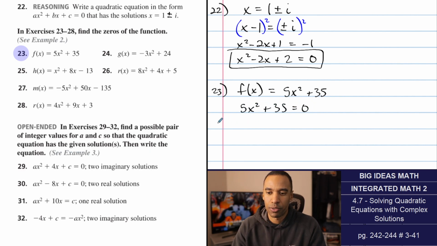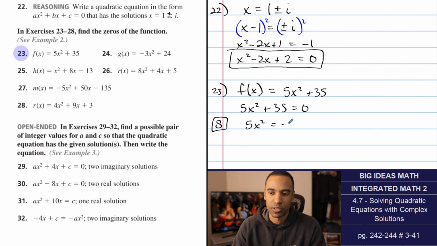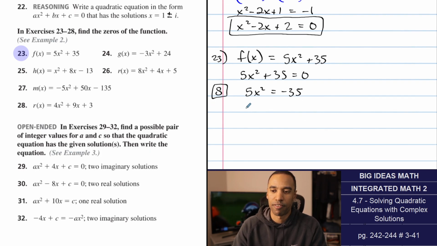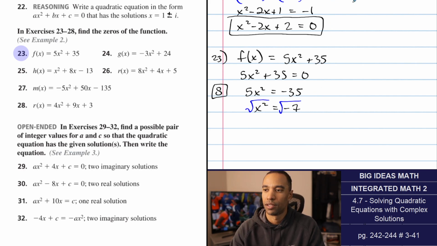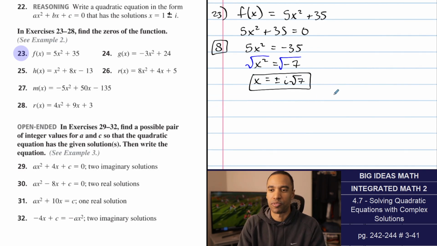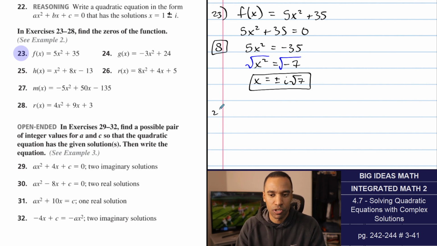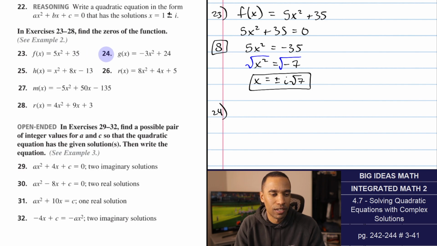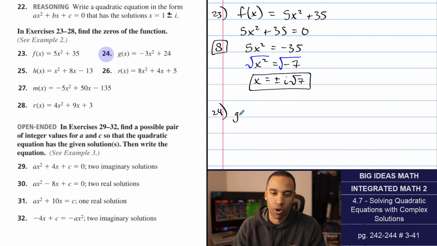I'm setting this equal to 0. I'm going to solve using square roots. So 5x squared equals negative 35. Subtract 35, divide both sides by 5, and then take the square root of both sides. And we'll get x equals plus or minus I root 7. So yeah, no different from the other problems. Now we just got to set it equal to 0 ourselves. Just one manual step and you're all good. So they're testing you on knowing what that means. Otherwise, it's more the same.